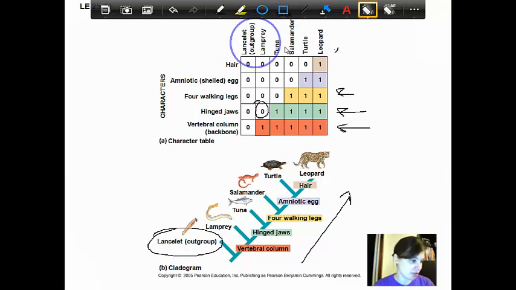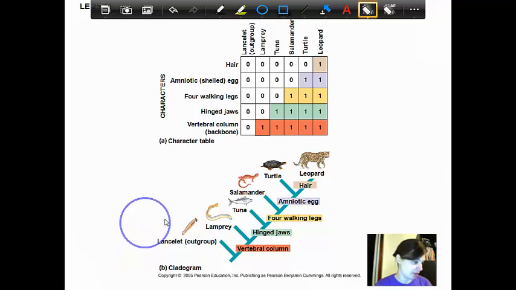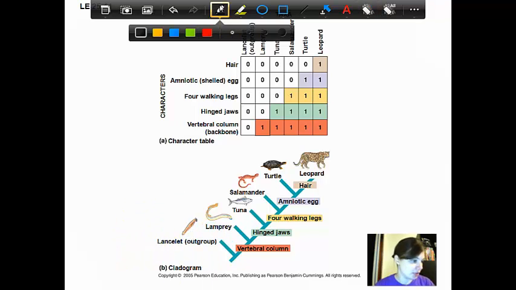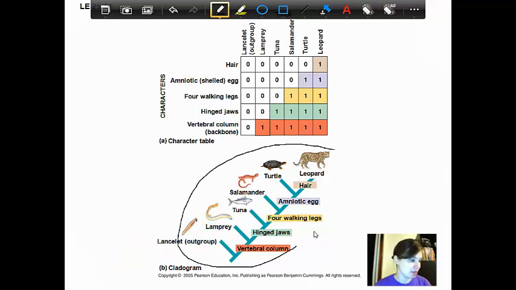As far as what to write for this, I would do maybe just a little example of this particular cladogram down here. It doesn't have to be the full thing, but a short one. For sure have your outgroup on there. Show that the lancelet does not have that vertebral column, that backbone. So that's what makes it the outgroup. And then maybe show a couple levels of derived characters between the different organisms.